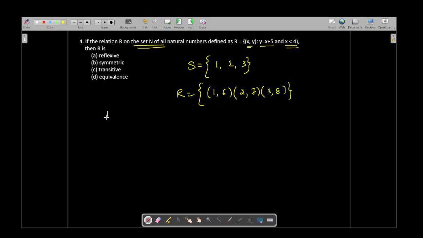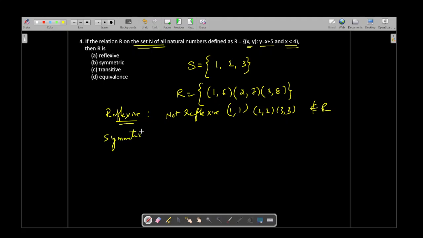Let us check for reflexive, symmetric and transitive properties. It's not reflexive, because 1 1, 2 2, 3 3, all these are not present, not a member of R. Next we'll check for the symmetric property. It's not symmetric because 1 comma 6 is there in the relation, but 6 comma 1 is not in the relation, so it is not symmetric.